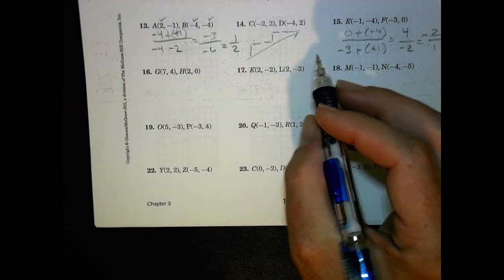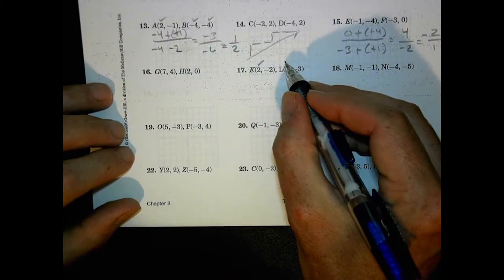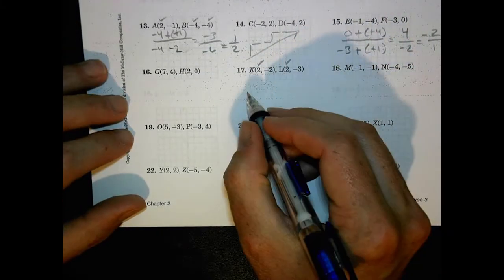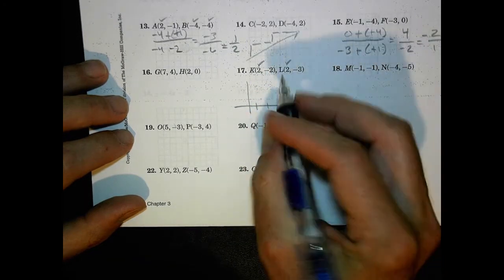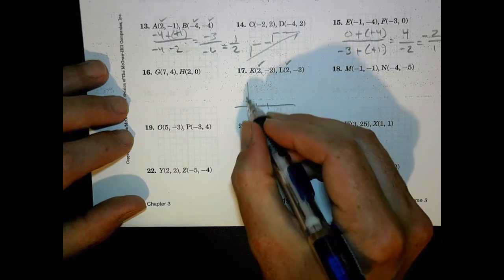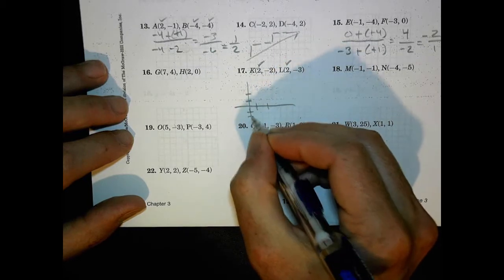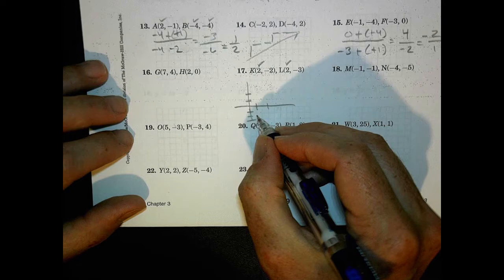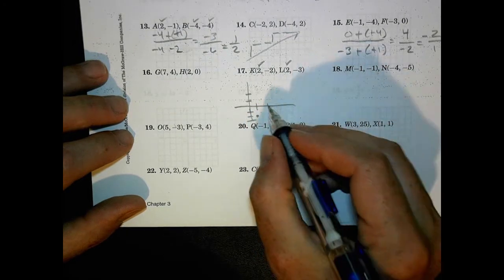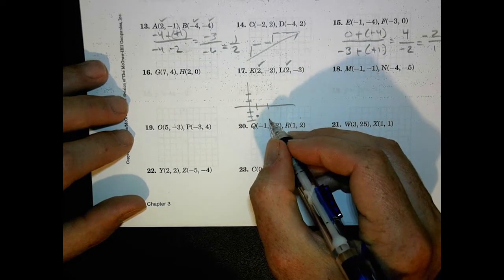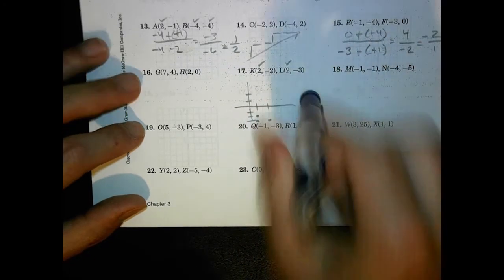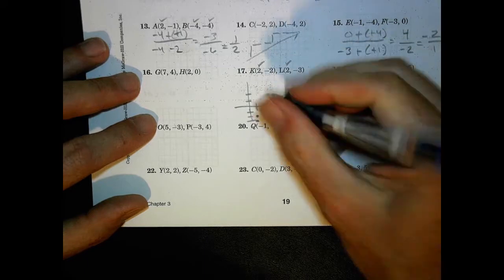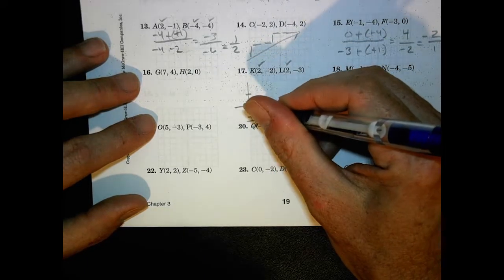Number 17, notice here that our x values are the same. Because the x values are the same, if I graph this, I have 1, 2, 1, 2, 3. The first point is here at 2, negative 2. The second point is here at 2, negative 3. So my line is actually going like this. I'm just going straight up and down, meaning there is no slope that works.